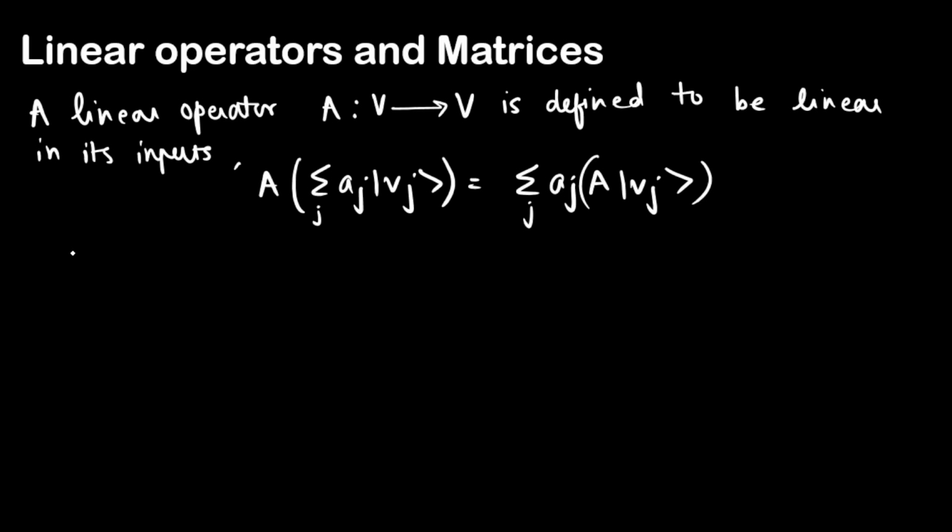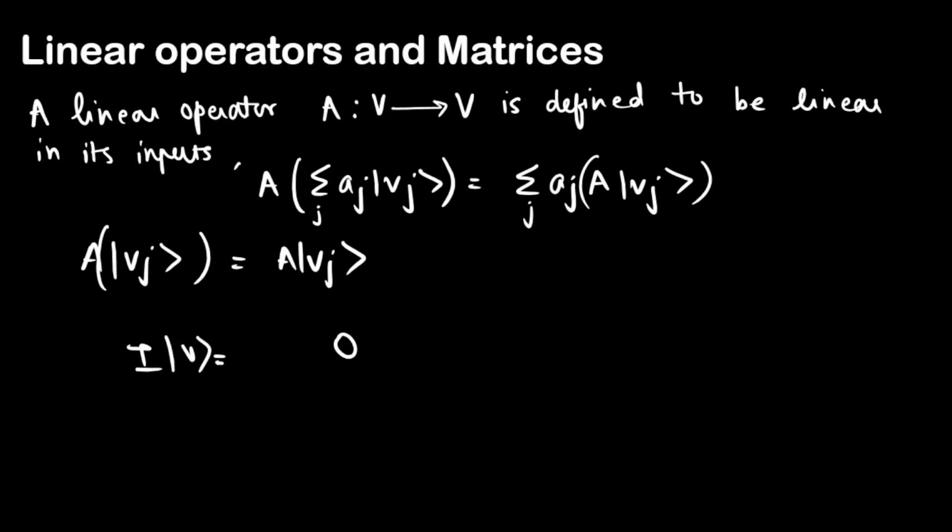We can opt to write A v_j simply as Av_j also. The two important linear operators are our identity operator I and the zero operator, where I operating on V gives us the same vector and 0 operating on V gives us the 0 vector, where it maps all the vectors in the vector space to the 0 vector.